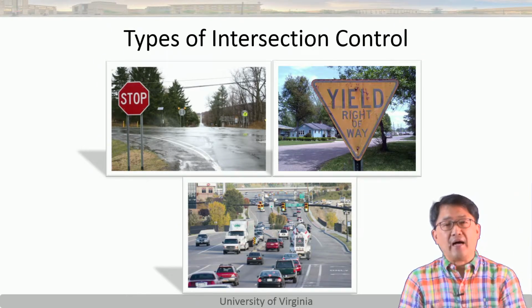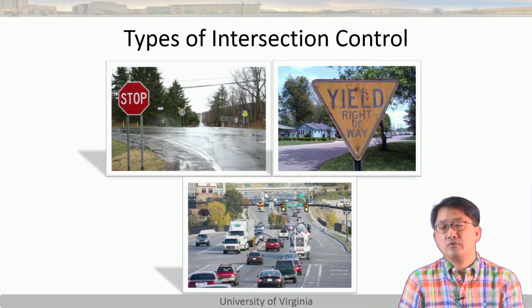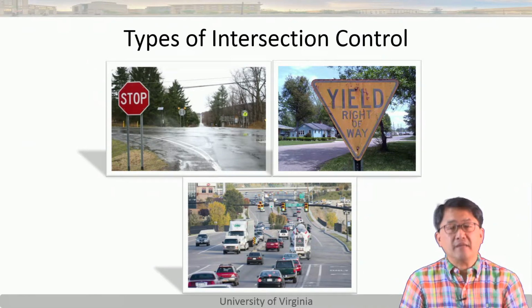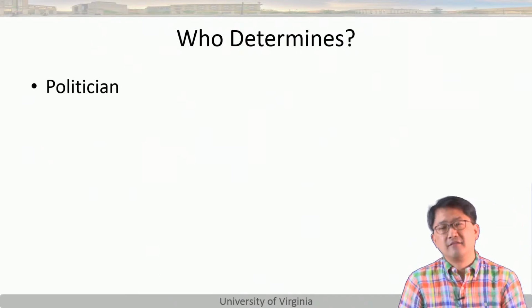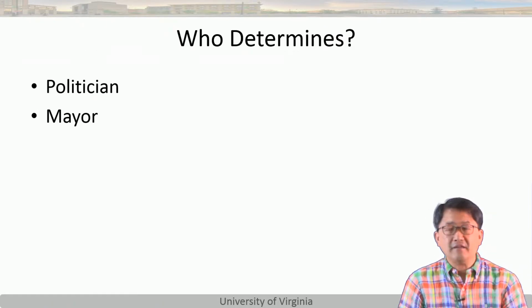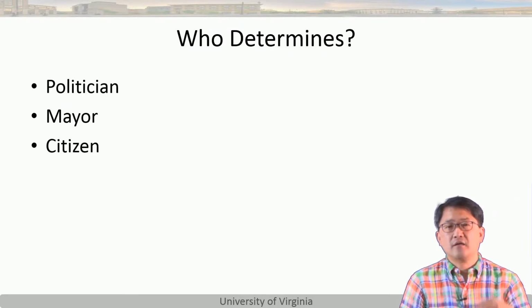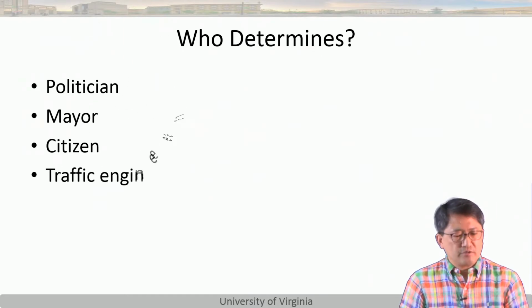So the volumes are one indicator to decide whether we should do signal or not. But again, who's going to decide this? It's going to be politicians affecting it, I need a traffic light in my neighborhood, or a city mayor has a say to need one, or citizens complaining that we need to have a signal, traffic engineers deciding what to do.